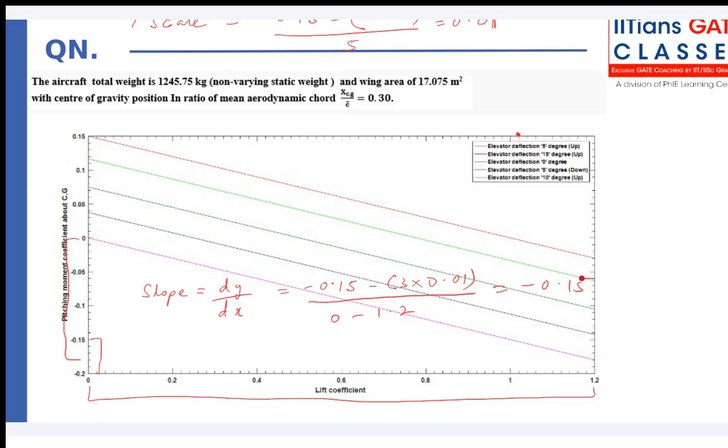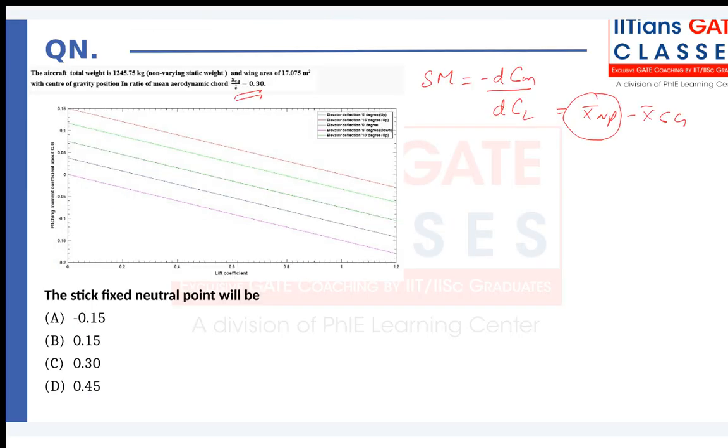So it's the negative of the slope. So you have 0.15 equals x bar np minus x bar cg, which is 0.3. So x bar np is 0.45. Okay, so you pick any line, find out the slope, and then you use this equation. Is that clear?